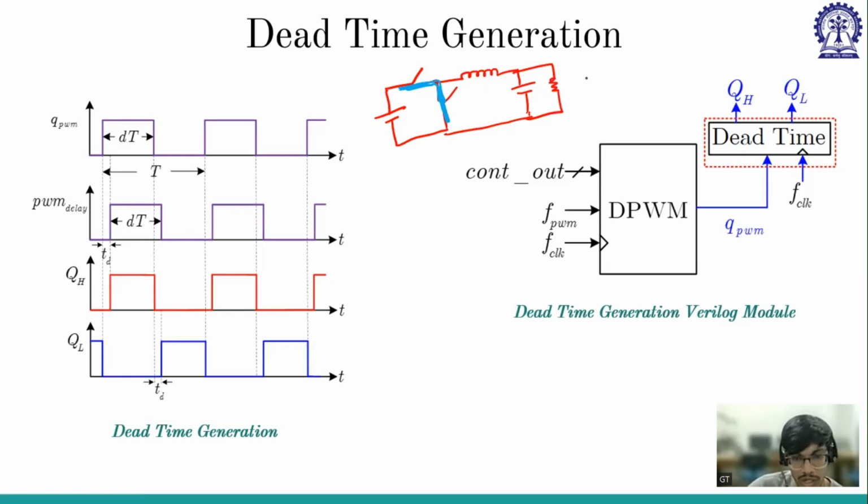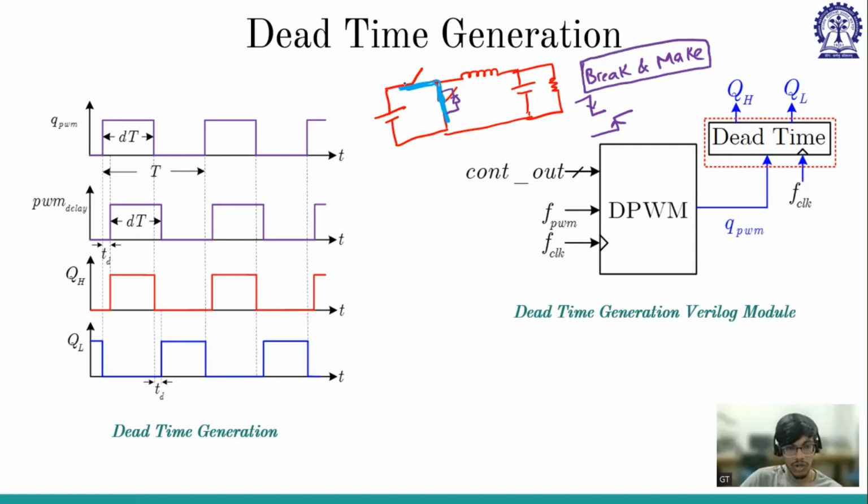So they do something called break and make. They turn off the high side switch, make it 0, and only then turn on the low side switch. So first they break the circuit, so both the switches are off. Then what is the path? The diode is the path for the inductor. So first you are breaking the path, and then you are making the path for the inductor current, and until that time the diode will continue.